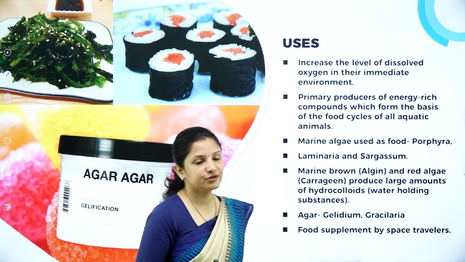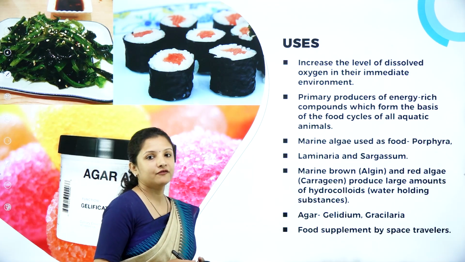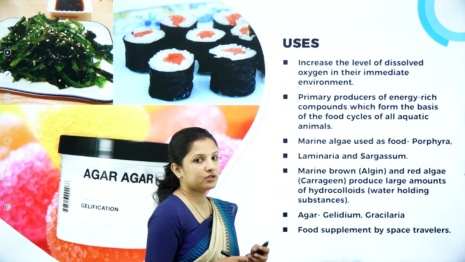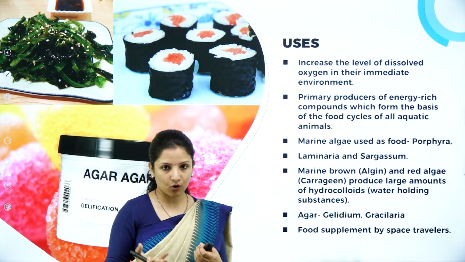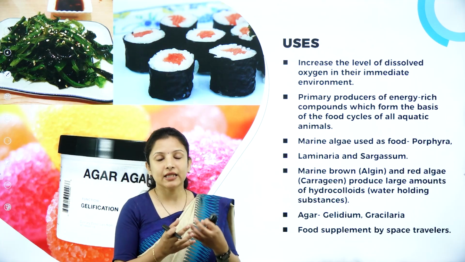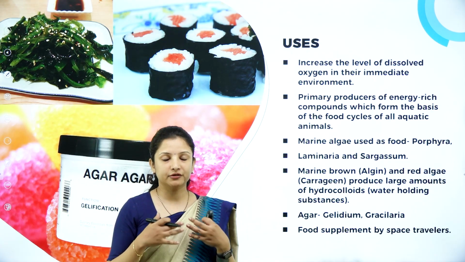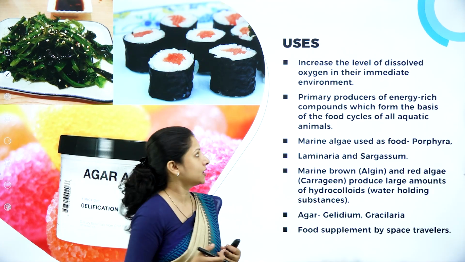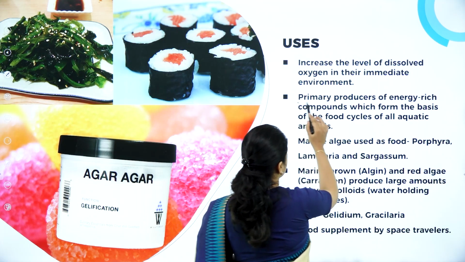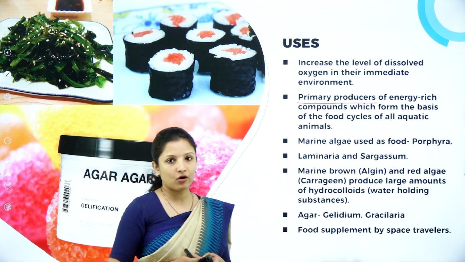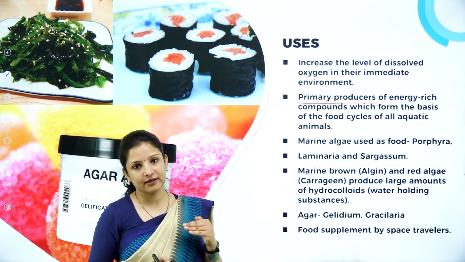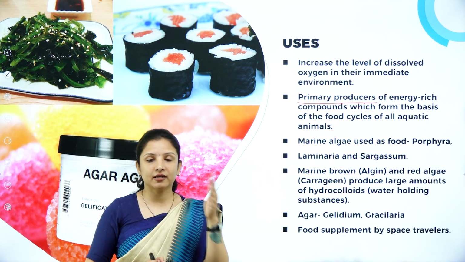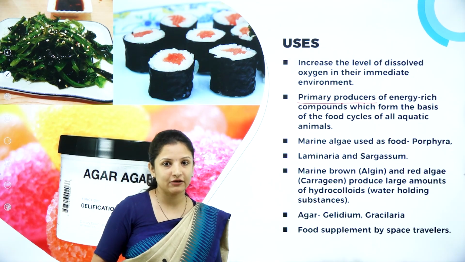Next, moving on to the uses of algae. So algae are of different uses to mankind as well as to the environment. To the environment, what they do is they take in carbon dioxide and give out oxygen, therefore increasing the level of oxygen in their immediate environment. So wherever algae is there, surrounding the algae, the amount of oxygen will be more. And also they are the primary producers. For all the aquatic organisms, they come first in the trophic level of the food chain. Therefore, they form the primary producers wherein all the other aquatic organisms will depend on the algae for food.